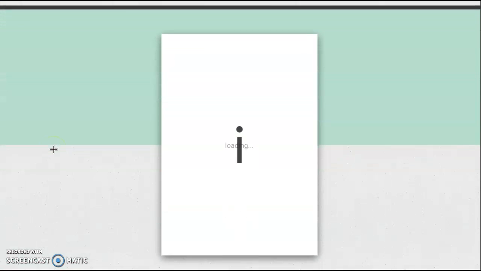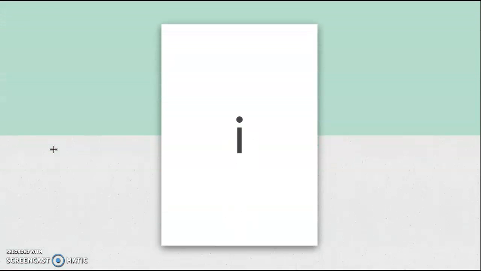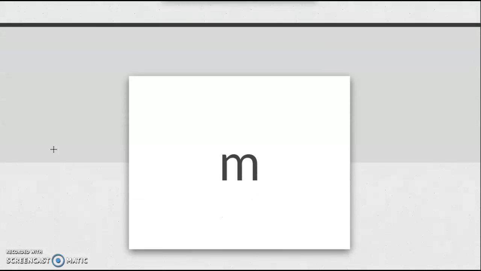Our next letter is letter I. Letter I makes the I sound. Can you practice making the I sound? Our next letter is letter M. M makes the M sound. Can you make the sound with me?